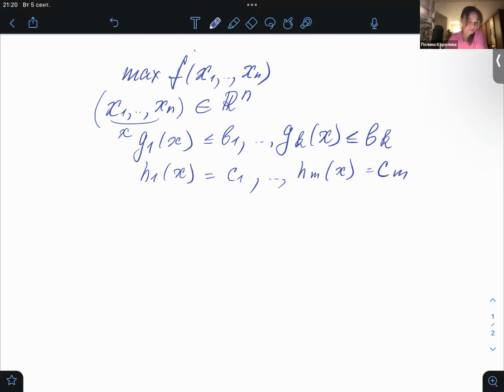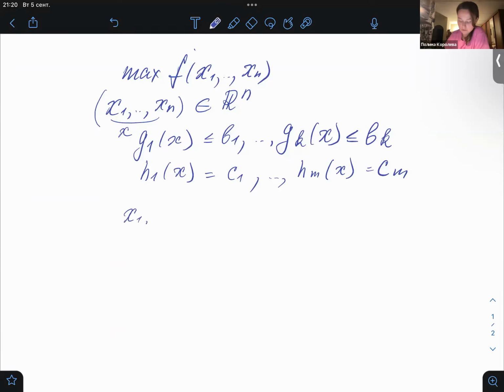These are equality constraints. So these g and h functions are constraint functions. For example, the most common constraints are that all our variables are non-negative. This is our problem. If we have only equality constraints, we use the Lagrangian as always. But what if we have inequality constraints? Let's consider this topic for today. So let's write down our topic: inequality constraints.